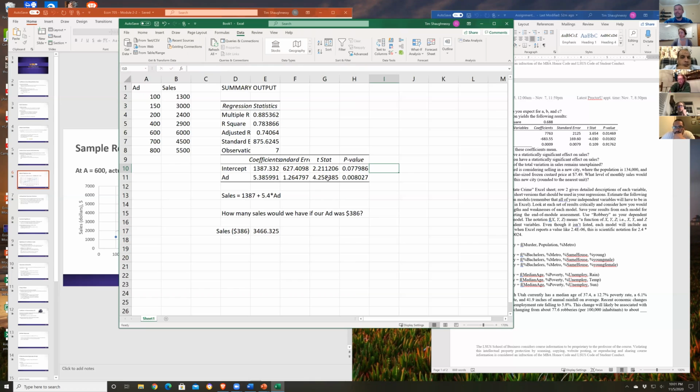So if you're only looking at t-stats, you can generally use 2 or 1.9 as your cutoff, and say, if I'm getting a t-stat that's bigger than 2, bigger than 1.9, then that usually means that variable is going to be significant. If I'm getting a t-stat of 0.7 or 1.3, that's probably going to be insignificant.